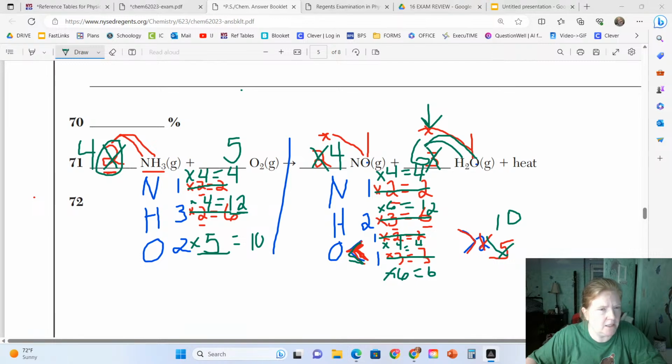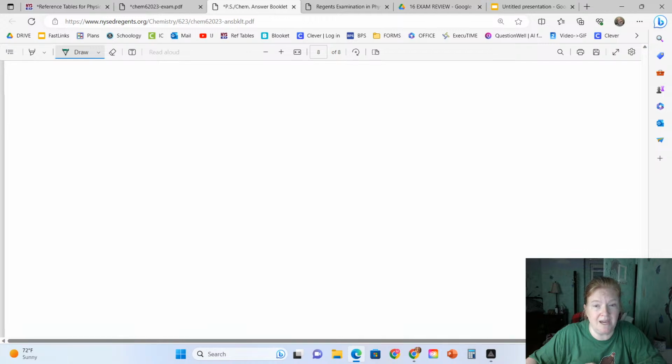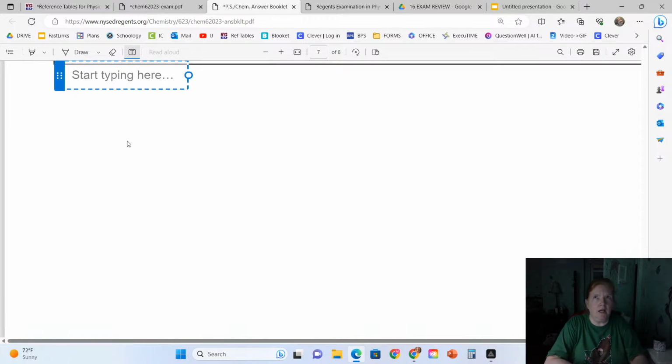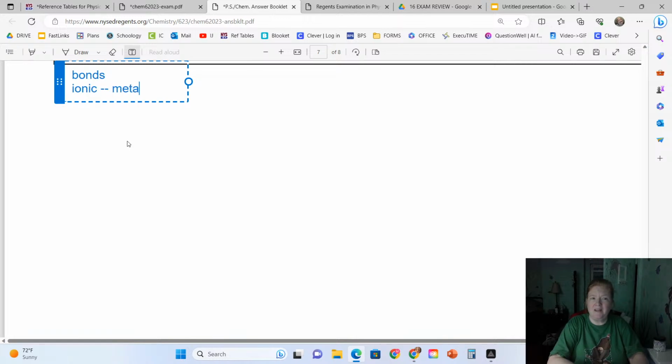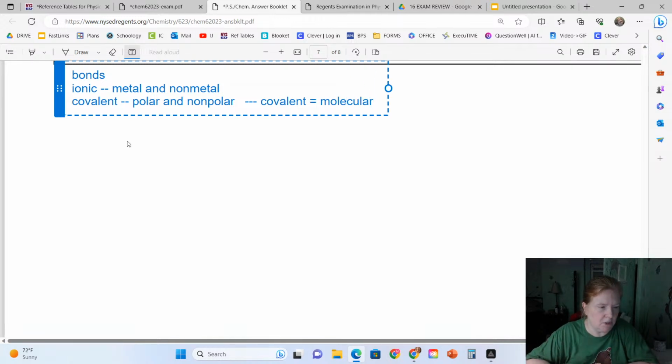All right, so I'm going to go back. I know it was covalent and intermolecular. I remember that part next. So I'm going to do that, and then I'm going to go back to where other people had questions. Okay, so in terms of bonds, we can have ionic bonds. That's metal and non-metal. Okay, we can have covalent bonds, and they can be polar and non-polar. Also, fun fact, covalent equals molecular. So those two words they like to use interchangeably.